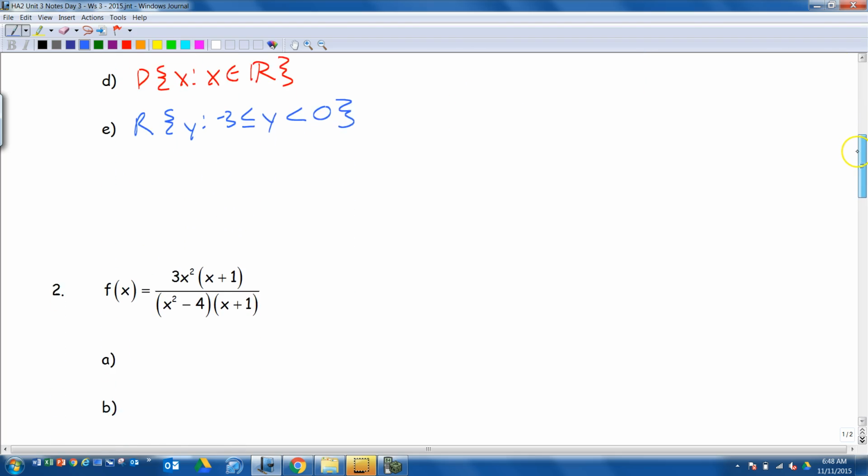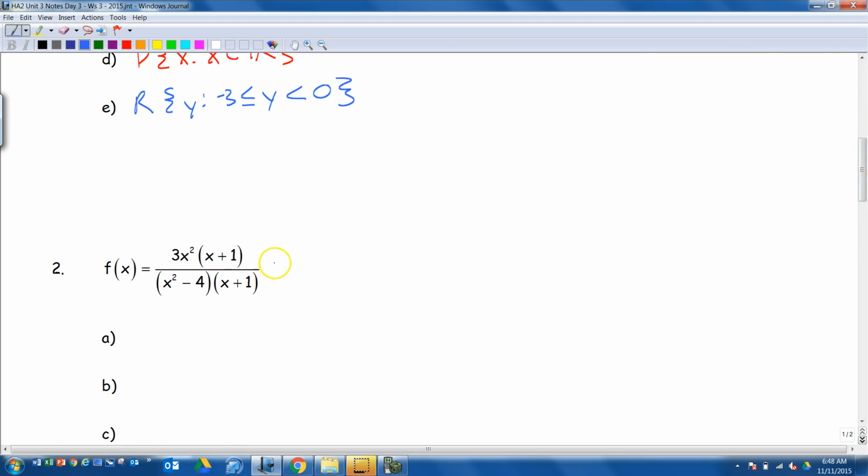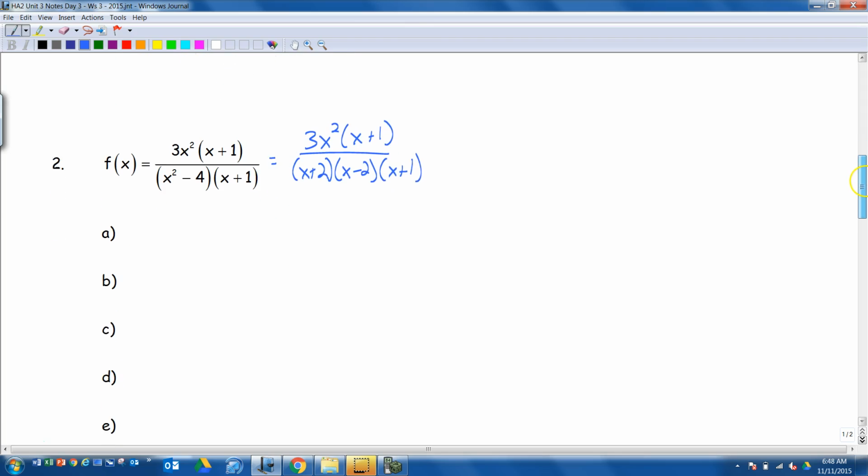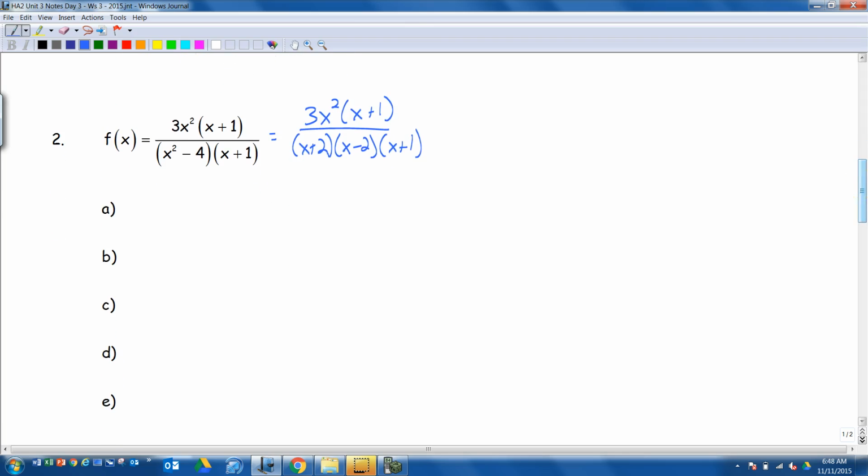Let's look down here. First thing you should do is completely factor, so we can get our domain restrictions. Okay, so before you cancel anything, the first thing you do is state the domain restrictions. Right now, I see 3 things on the bottom, and remember, it's the opposite values, so x cannot equal -2, 2, or -1.